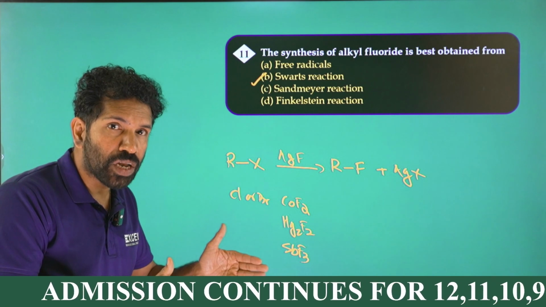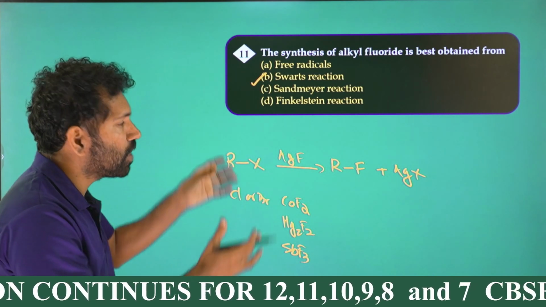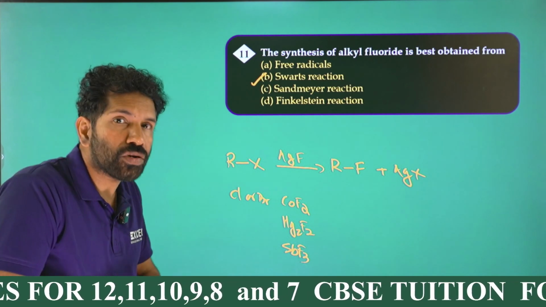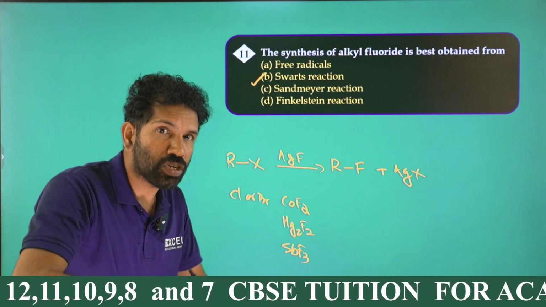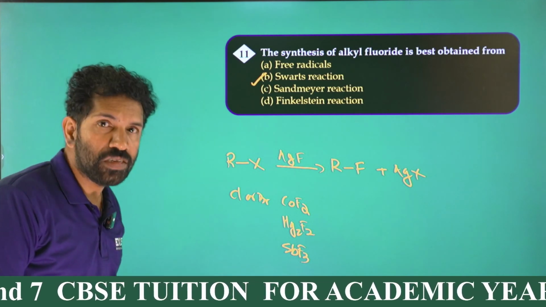If you want to prepare fluorobenzene, you can't use this reaction because this is an example of a nucleophilic substitution reaction. Aryl halides cannot undergo nucleophilic substitution reaction. We already studied before, right? So we are moving to the next question. I think this is an easy question. We are moving to it.